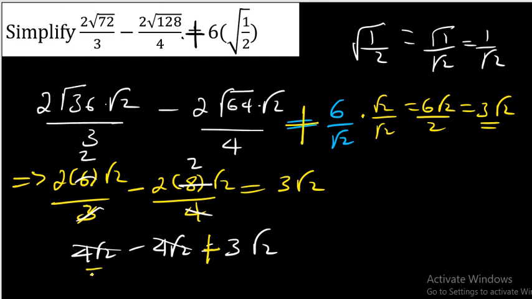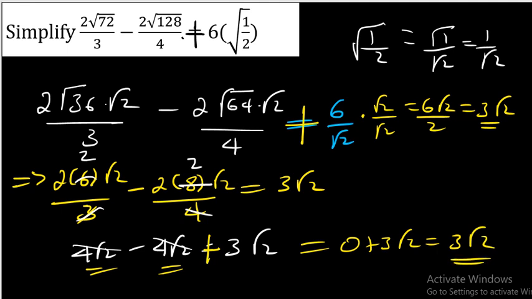So what do I have now? I cancelled out these two, so finally what is left? 0 plus 3 radical 2, which is 3 radical 2, will be the final answer.